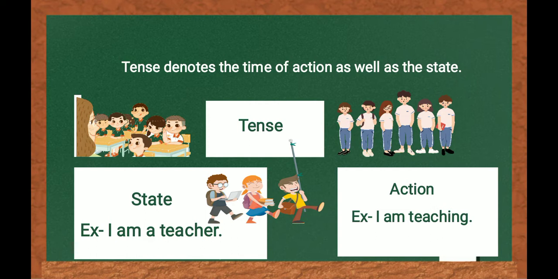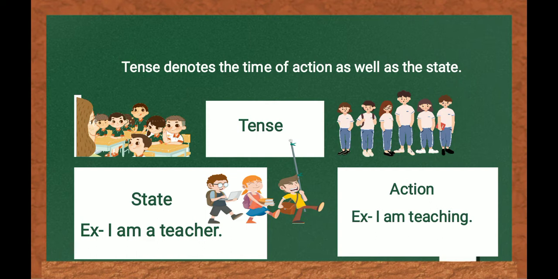Now, time of action as well as the state. How action and how state? Let me describe to you. For example, I said, I am a teacher. What is my state? My state is that I am a teacher. And for action, I am again giving you one example. I am teaching. What am I doing? I am teaching. The action done by me is teaching.